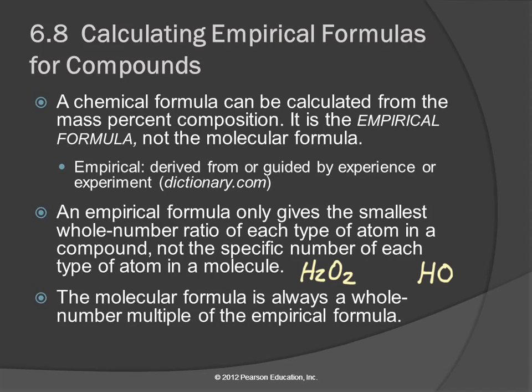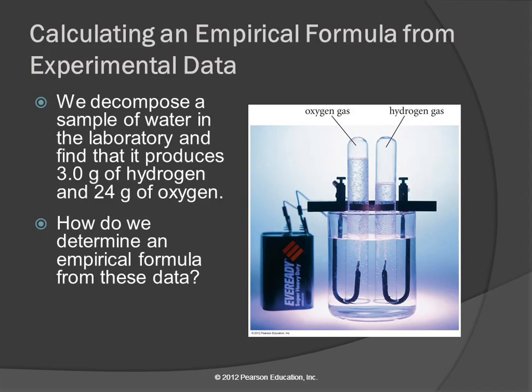The molecular formula is always going to be a whole number multiple of the empirical formula. The empirical formula is like the reduced fraction. It's the lowest ratio. And sometimes it is the same as the molecular formula. In that case, the whole number that you would multiply it by is just 1. But sometimes, like in this example, the molecular formula is the empirical formula multiplied by 2. So we're going to learn how to calculate the empirical formula.